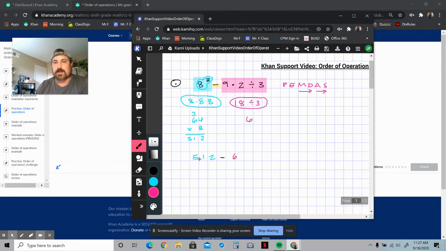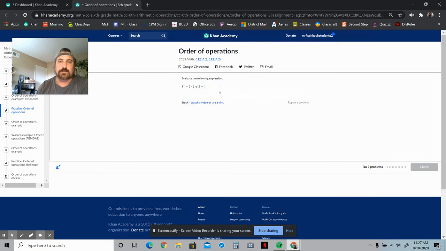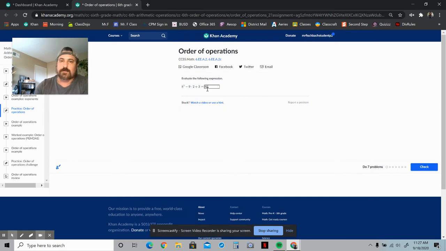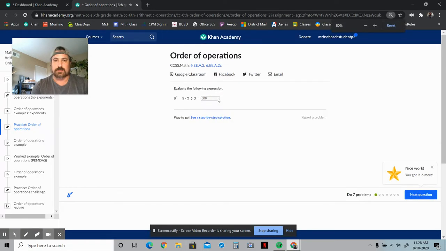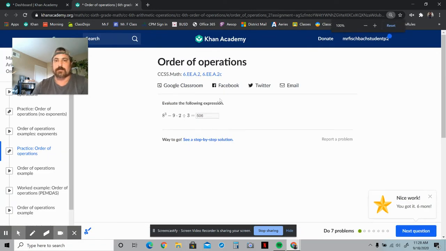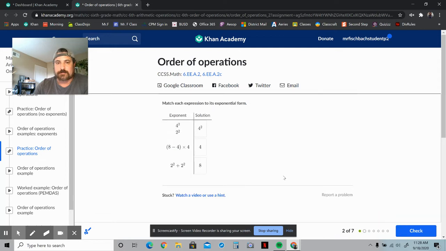So really what we're looking at here is 512 take away 6. Now what is 512 take away 6? That's going to be 506. So the answer for this first problem should be 506. So you put in 506 and hit enter. Okay, let me increase the size of this so it's a little easier for you guys to see as we move forward. All right, and then we get the next question.